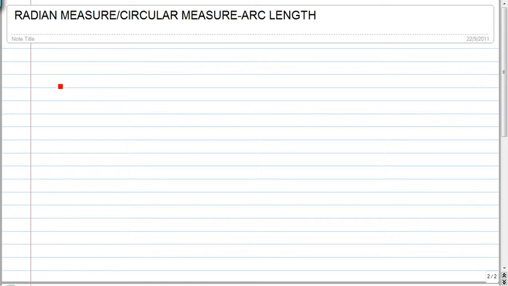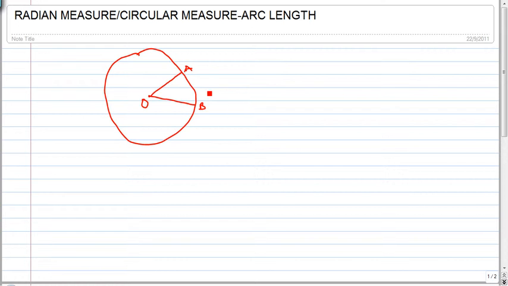So in this very lesson we learn about circular measure, and we learn how to find an arc length for a circle. Alright, so let's say if you have a circle, and this is the center, and this is A, and this is B, and this is P here.